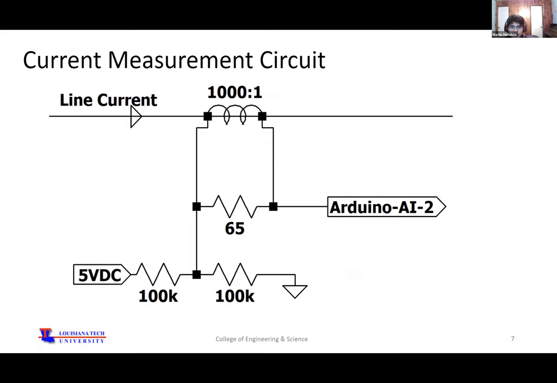To measure the current supplied to the load, we constructed a current measurement circuit that operates similarly to the voltage measurement circuit. The current measurement circuit consists of a current transformer that steps down the load current with a ratio of 1,000 to 1. We then used a 65 ohm burden resistor to produce a voltage signal that is proportional to the line current. We chose the 65 ohm resistor because it limits the voltage between 0 to 5 volts. And once again, a 2.5 volt DC offset is used to shift the signal completely above the zero axis. The final output of the current measurement circuit is a signal proportional to the actual line current, but within the 0 to 5 volt range.